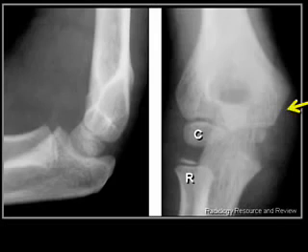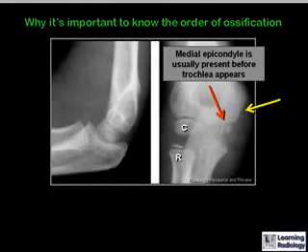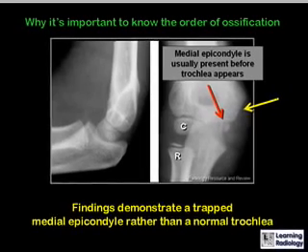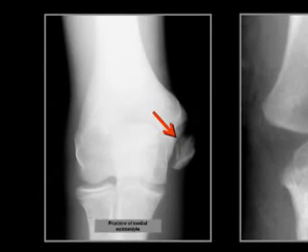The third center which should ossify is the medial or internal epicondyle, and it is not present. Instead, what we see is what looks to be the fourth center to ossify, the trochlea. But the trochlea should not ossify before the medial epicondyle. And what this represents is the medial epicondyle has been pulled into the joint and is trapped within the joint. So this is an abnormal elbow. The only way that you would recognize that is by knowing the order of ossification of the centers around the elbow.